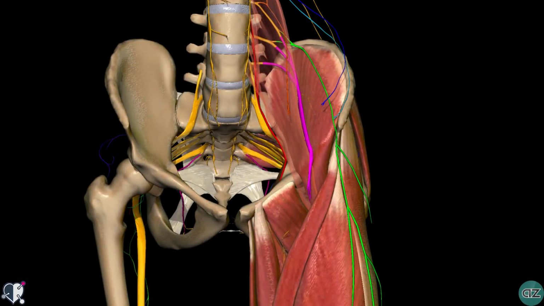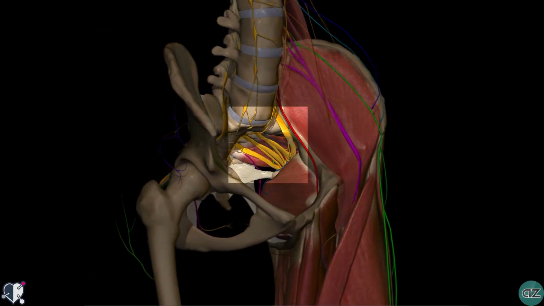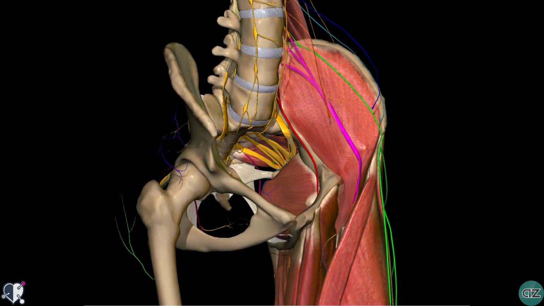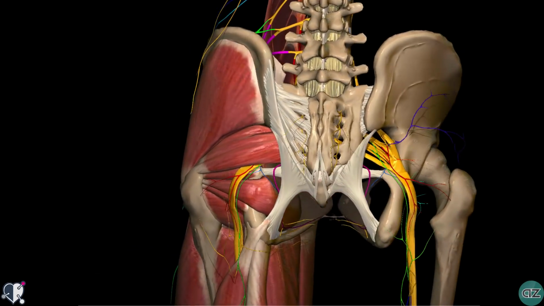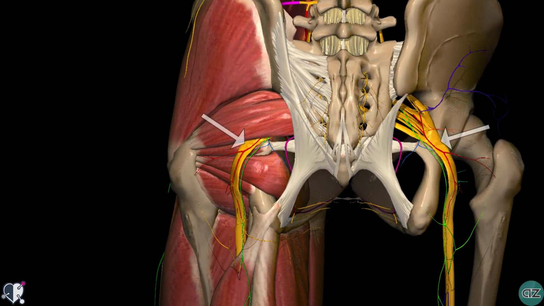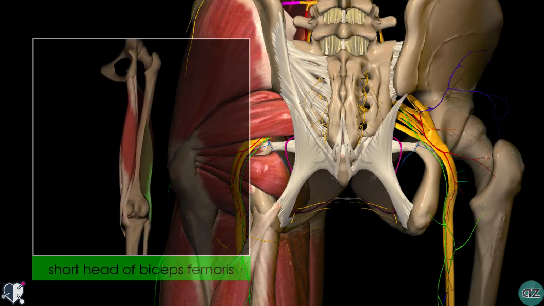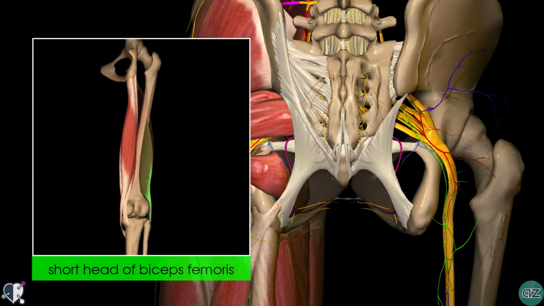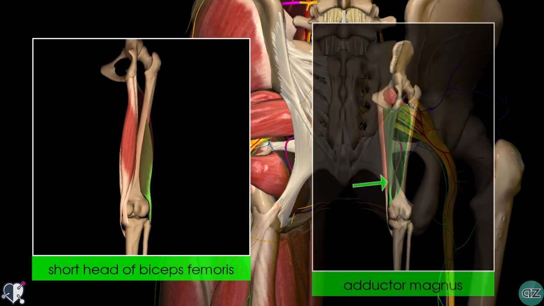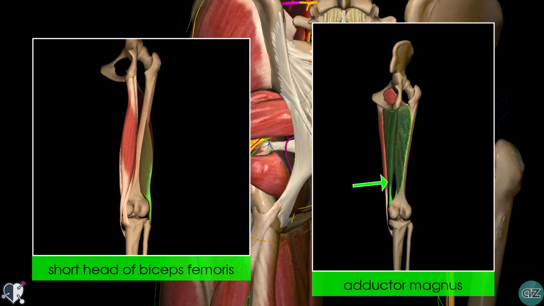The sciatic nerve is formed on the anterior aspect of the piriformis muscle, and it exits the pelvis via the greater sciatic foramen, inferior to the piriformis. In terms of motor function, the tibial portion of the sciatic nerve innervates all of the muscles in the posterior compartment of the thigh, except for the short head of the biceps femoris. It also innervates the hamstring portion of the adductor magnus muscle.